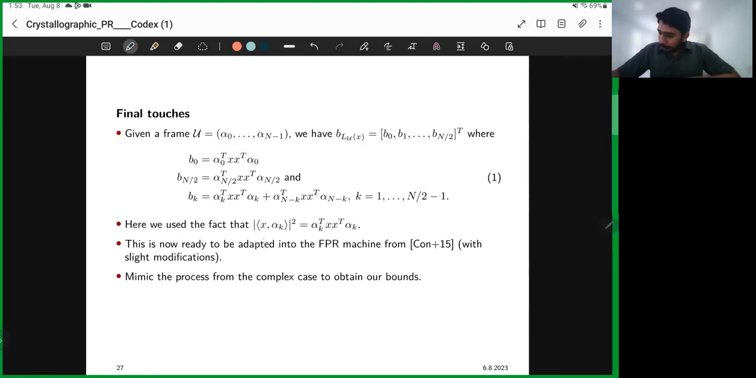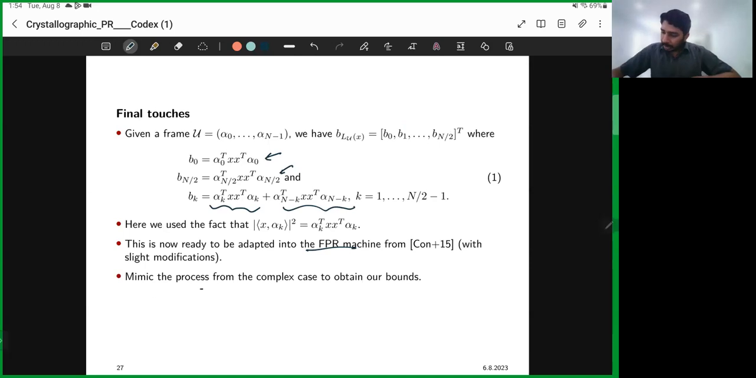And so I can do my final touches, where if I take a frame, I could do the same sort of trick as before, right? I take this inner product with alpha_k, well, I can write it as this, and that lets me write each of the B coordinates as equations of this kind. And again, XX transpose, I want to think of that as a rank 1 matrix, right? And you can see the sort of separation of variables that we like, almost separation of variables. So here the variables are separated. Here they interact with each other a little bit, but they live in their own little islands, right? But still, this is good enough for the machine because I can tweak the machine a little bit to work with these kind of equations, right? So they are ready to be adapted into the FPR machine.